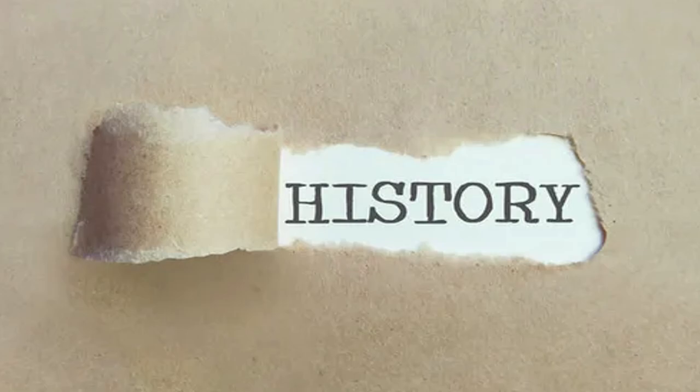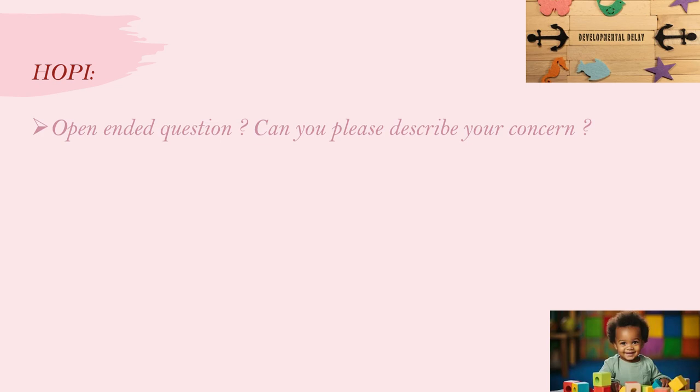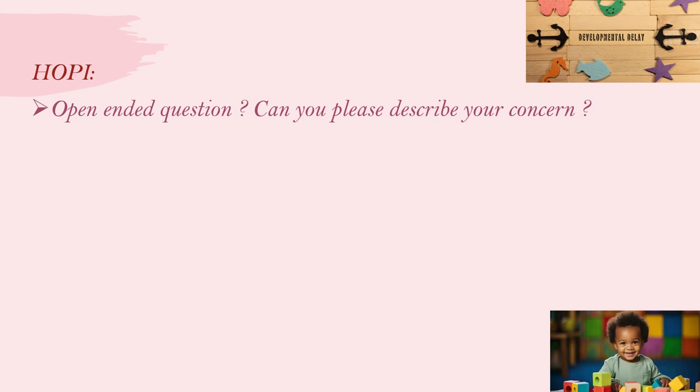So let's see what history you should take in a developmental station case. First is the history of presenting illness. It always starts with an open-ended question. For example, if the child's name is John, ask the mother, can you please describe your concern for John? Always put an open-ended question first. After that you can ask other questions.